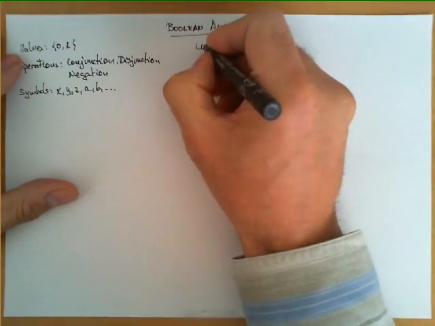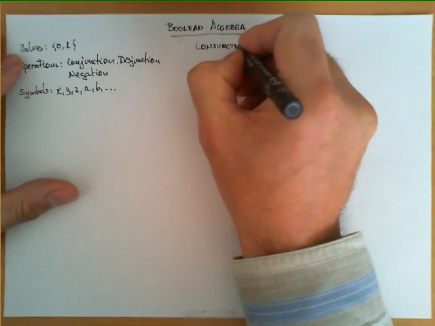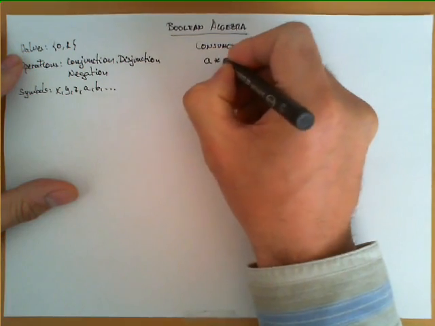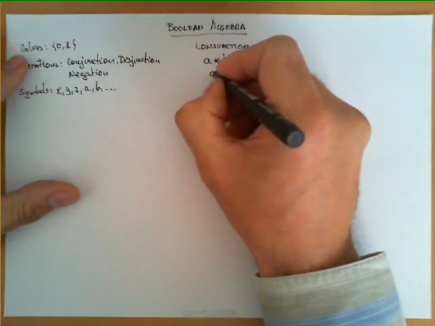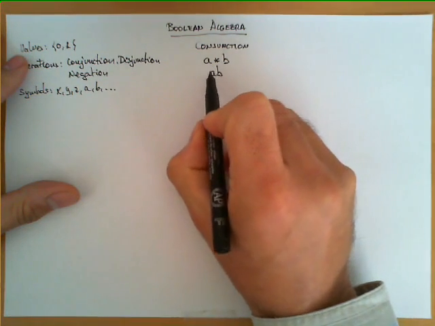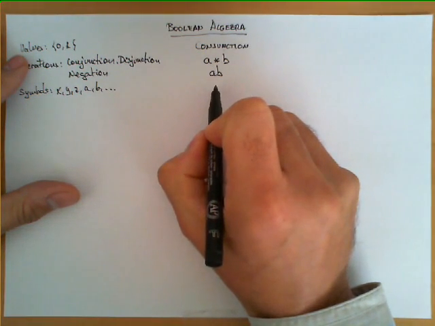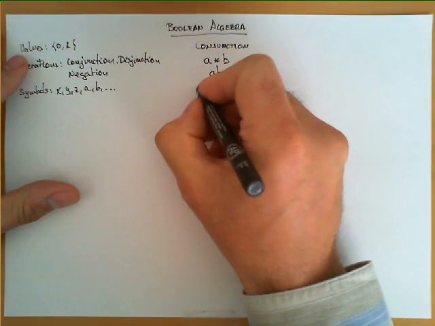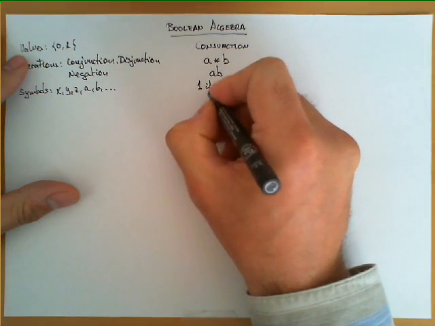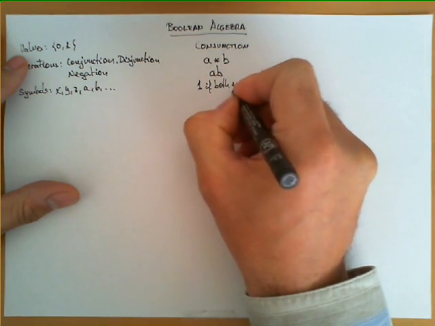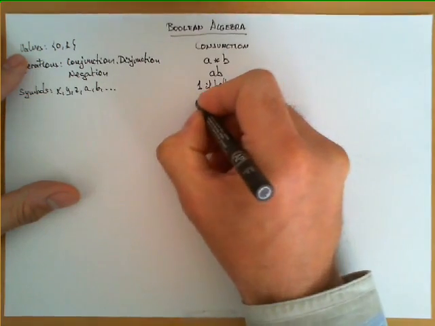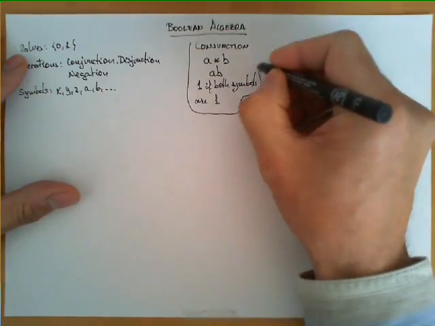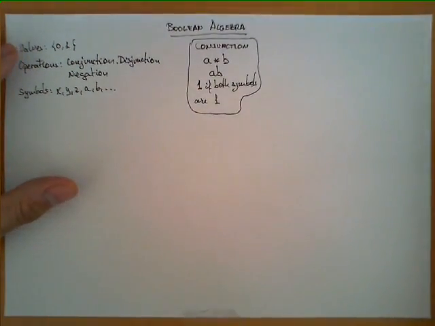Let's start with the conjunction. The conjunction is an operation which we are going to represent either as an asterisk between two symbols, or simply putting two symbols together. A times B or AB will represent exactly the same. And the result of this operation is the following. The operation will return the value 1 if both symbols are 1 and 0 otherwise. So this is the definition of one of the three operations of our Boolean algebra.